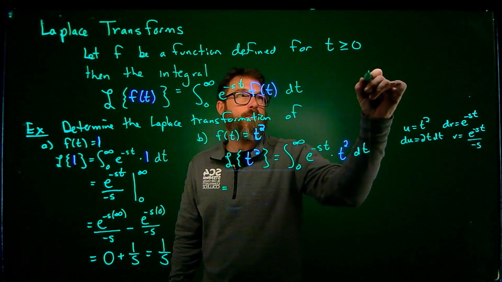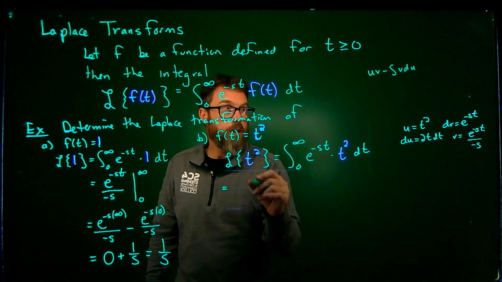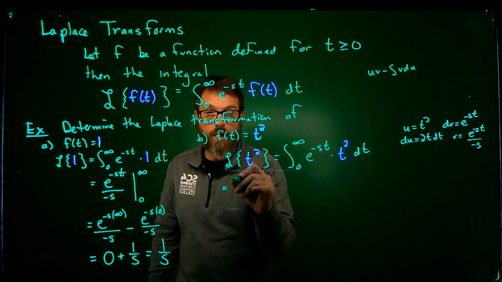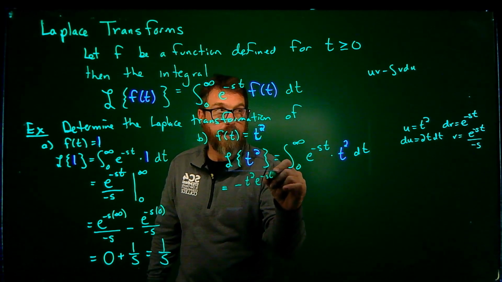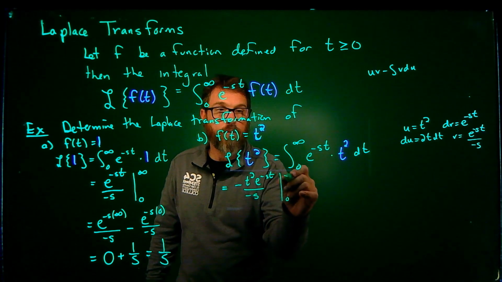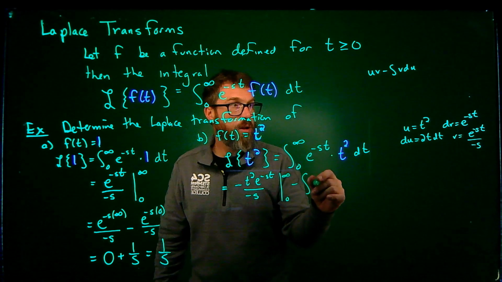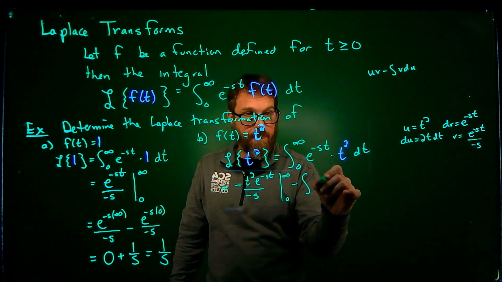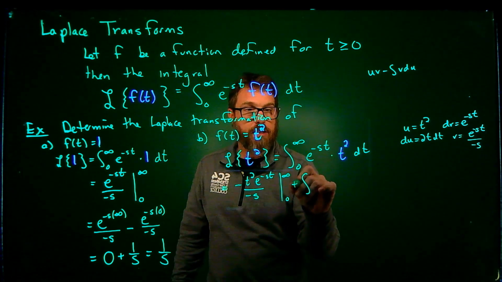So there's your by parts formula. So uv is going to be equal to minus t squared e to the minus st all over s, evaluated from 0 to infinity, minus the integral of v du, which is going to be equal to, this minus and minus is going to be a plus, so I can pull out that minus and say plus.